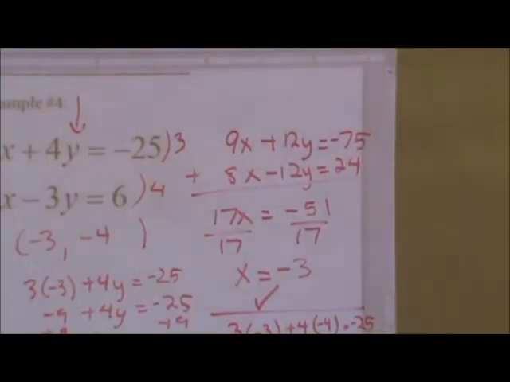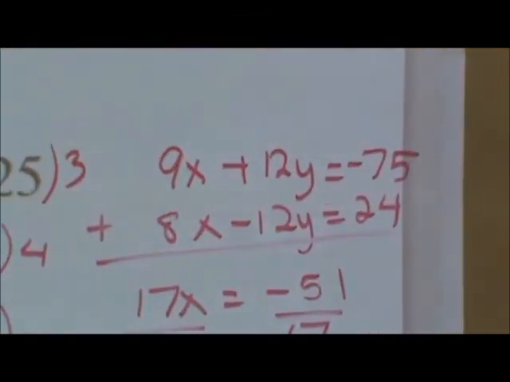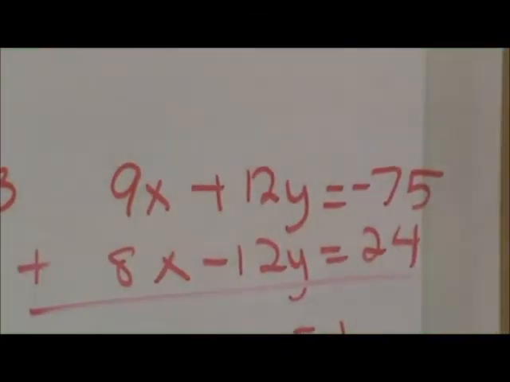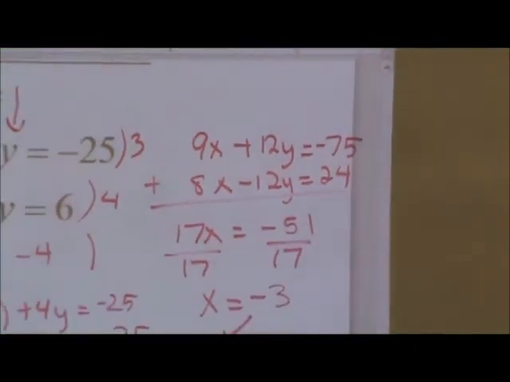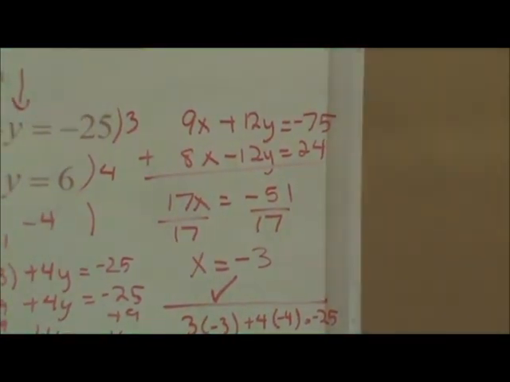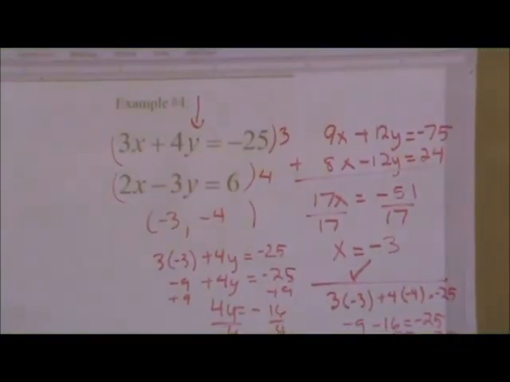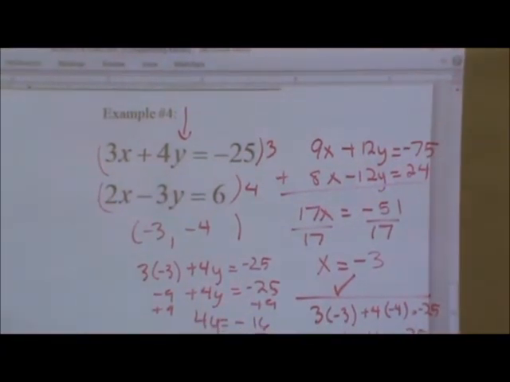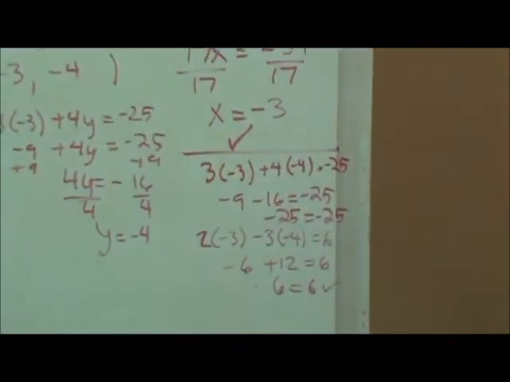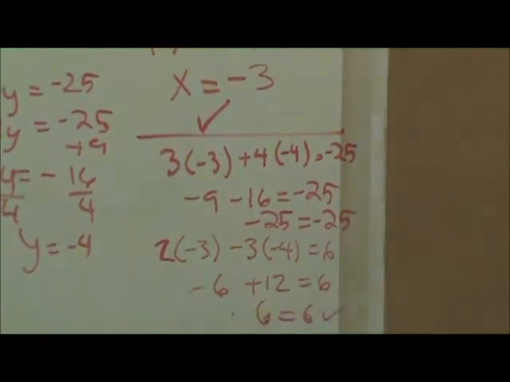After that, if you look to the right a little bit, there are my new resulting equations. From those 2 equations right there, it's just solving a system by elimination. So I added, I got 17x equals negative 51, divided and got x equals negative 3. After that, going a little bit to the left here, I plugged into my top equation, 3 times negative 3 plus 4y equals negative 25, solved and got y equals negative 4. And finally the last part, the check, as you can see, check them out, and sure enough they work.